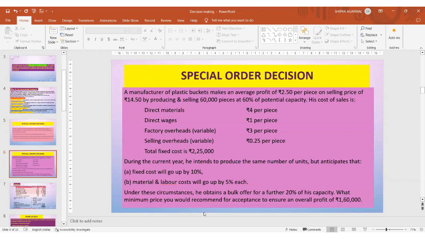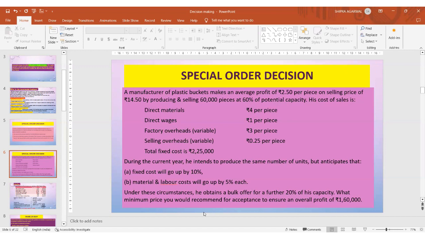A manufacturer of plastic buckets makes an average profit of 2.50 per piece on a selling price of 14.50 by producing and selling 60,000 pieces at 60% of potential capacity. His cost of sales is direct material 4 per piece, direct wages 1 per piece, variable factory overheads 3 per piece, and variable selling overheads 0.25 per piece.